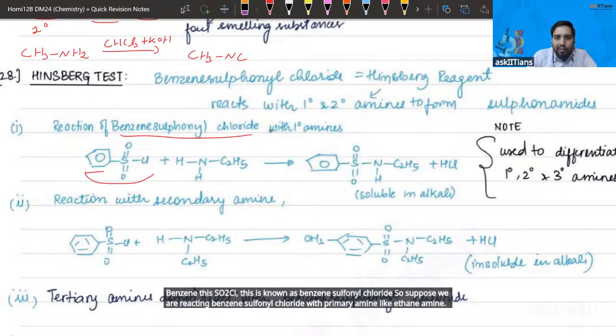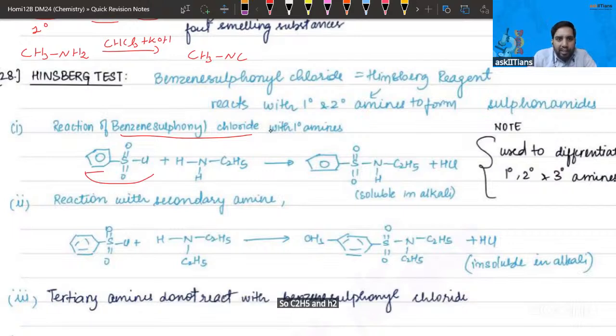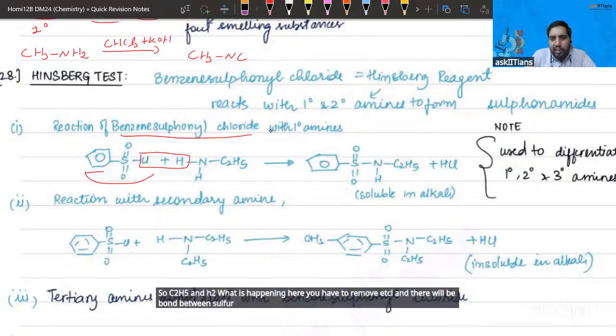So C2H5NH2. What is happening here? You have to remove HCl, and there will be a bond between sulfur and nitrogen. So there is a bond you can see. Now this hydrogen is acidic in nature. Due to the acidic nature of this hydrogen, it is soluble in alkali. This is soluble in base.